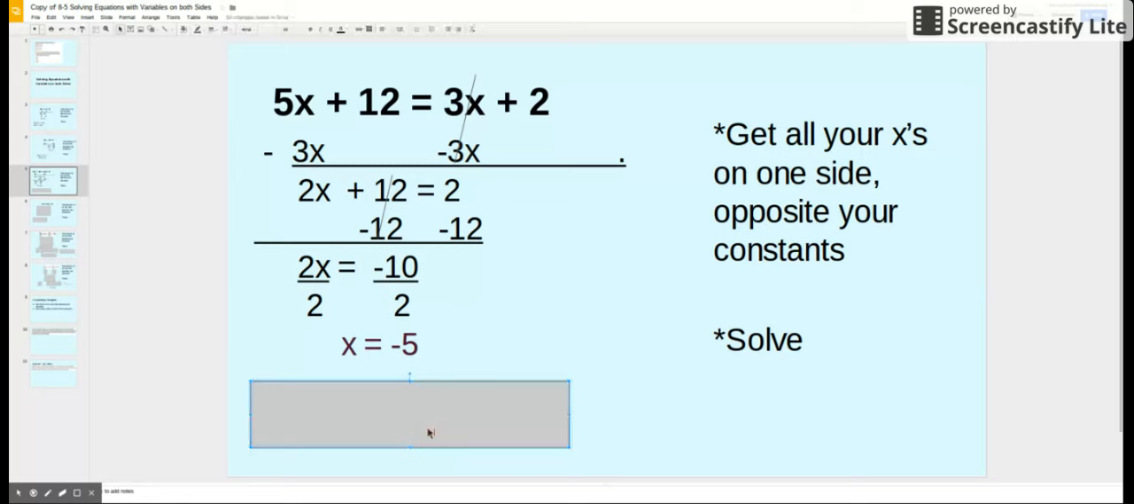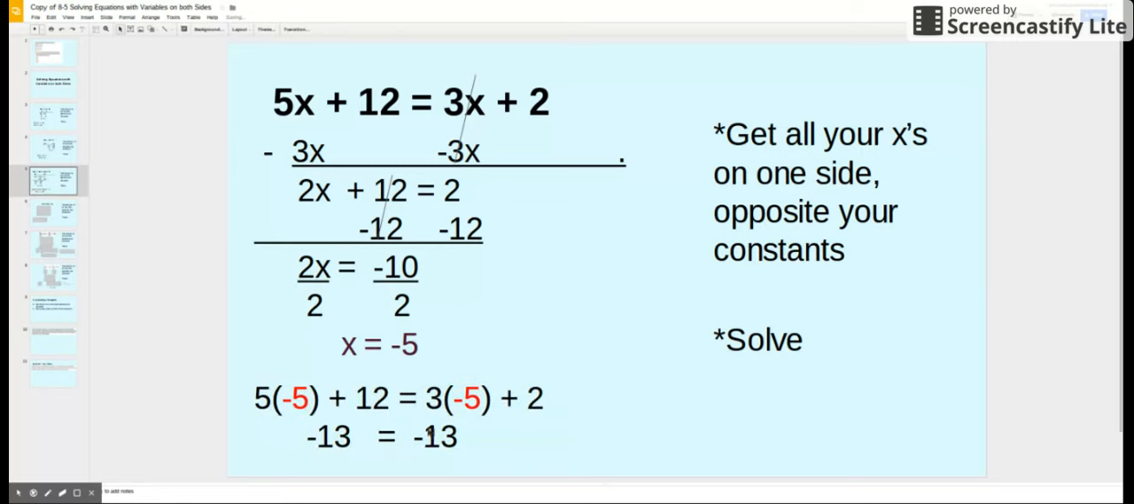And then you just want to check your work. So you have 5 times negative 5 plus 12 is equal to 3 times negative 5 plus 2. And you will get negative 25 plus 12, which is negative 13. Here you get negative 15 plus 2, which is also negative 13. So your equation works out.